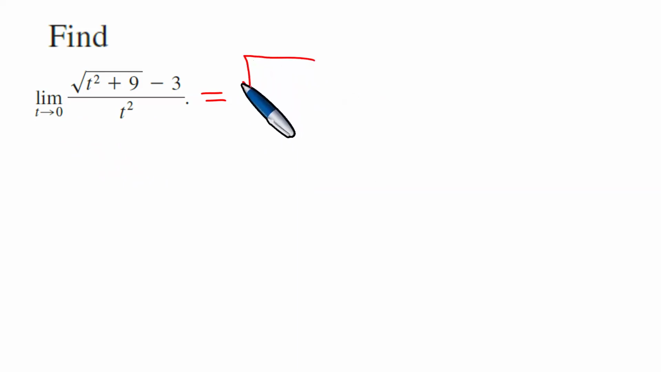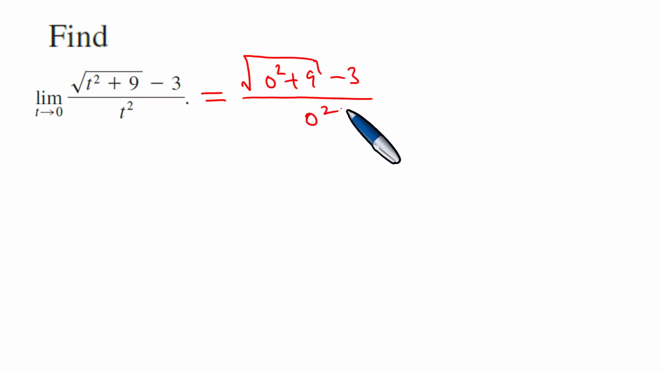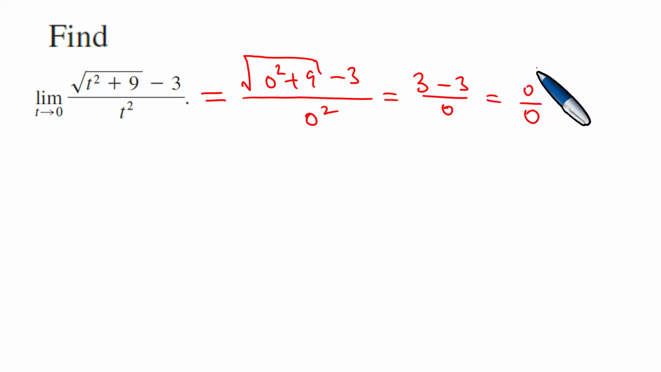If we substitute, we have the square root of 0 squared plus 9, minus 3, all divided by 0 squared. The 0 squared plus 9 gives us 9. The square root of 9 is 3, minus 3 over 0, because 0 squared is 0, and this is 0 out of 0. So what is 0 out of 0? I'm just teasing you. I want to see what you know.